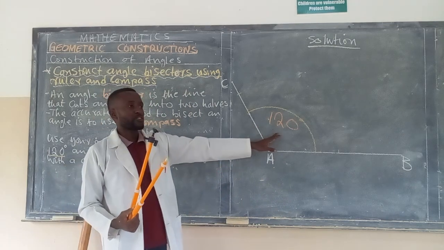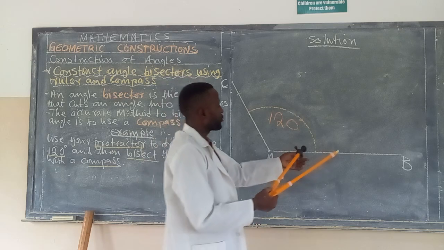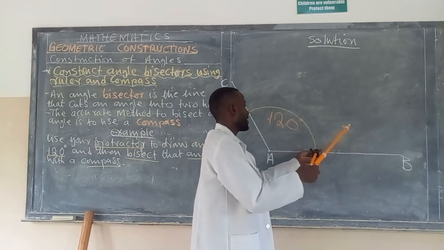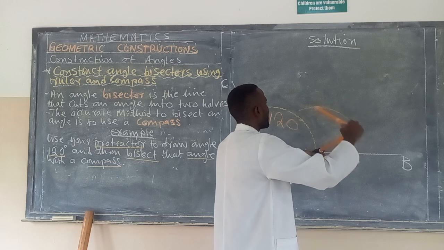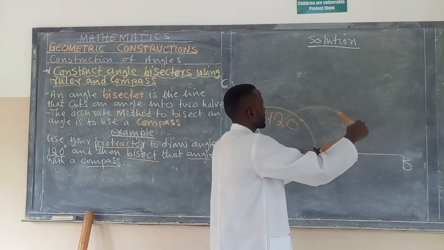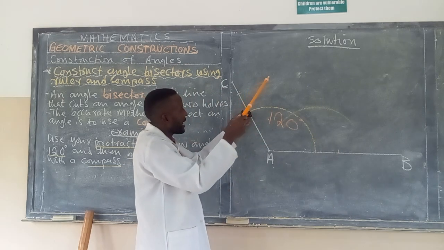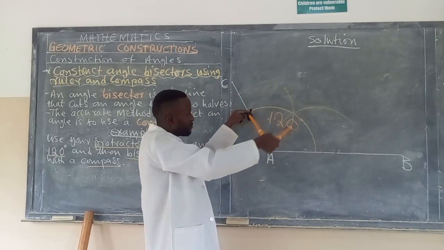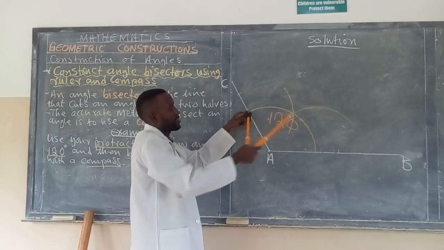So this angle is 120. With the same radius, don't change the radius you have used, just put your sharp pin again here and bisect. Make an arc like that. Again, move to the AC line. Again, bisect. Make another arc there. You can see the arc we are making. That's the arc.